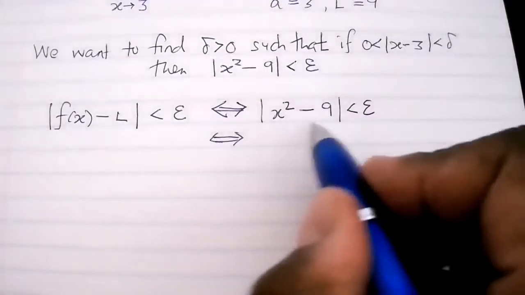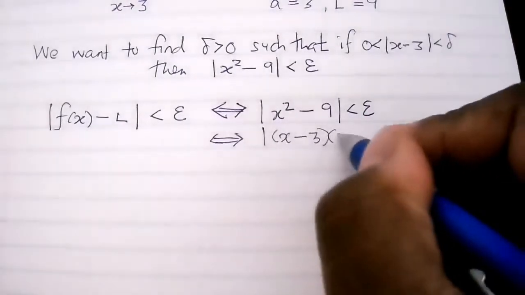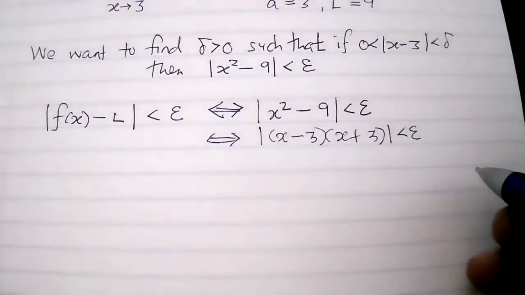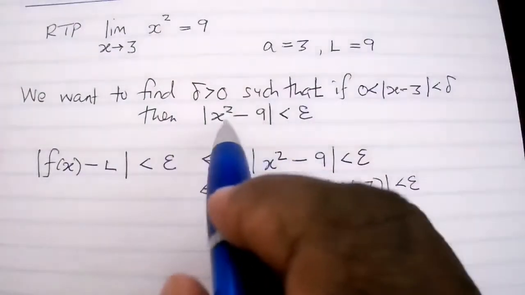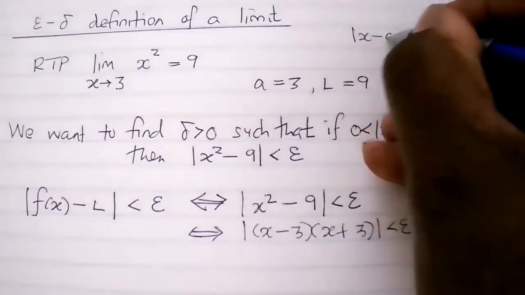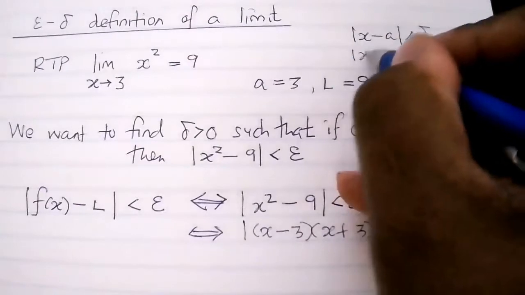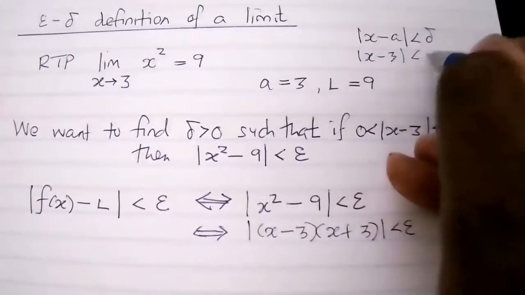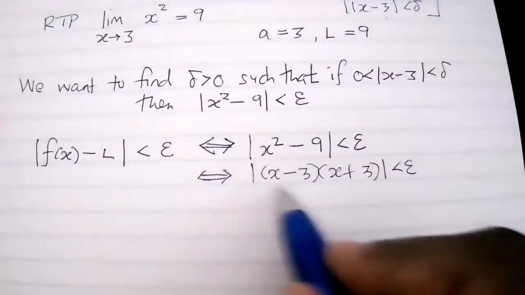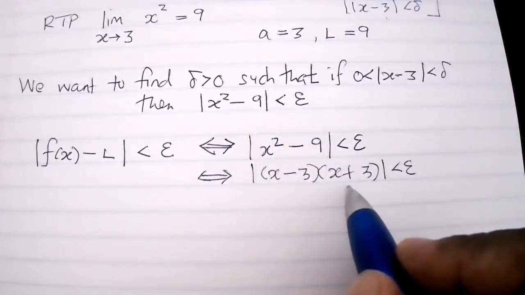So you can clearly see that this is a quadratic expression, so we can factorize it. So it's |x - 3||x + 3| < epsilon. Now notice that from the definition, remember it's |x - a| < delta. So in this case, x - a is x - 3. So take note of this. This is what we want, and we want to remain with this x - 3. So the x + 3 is a little bit in the way.